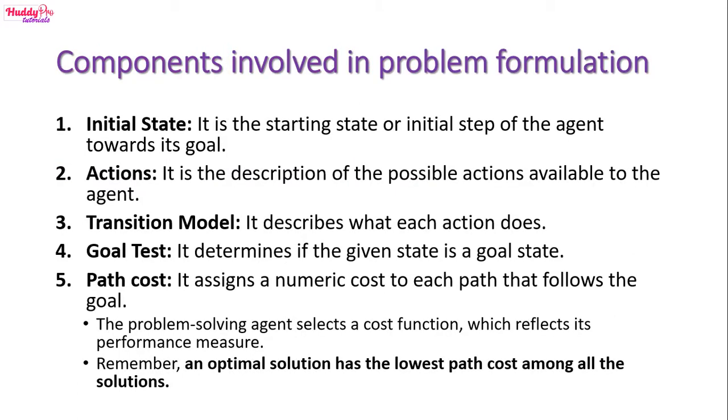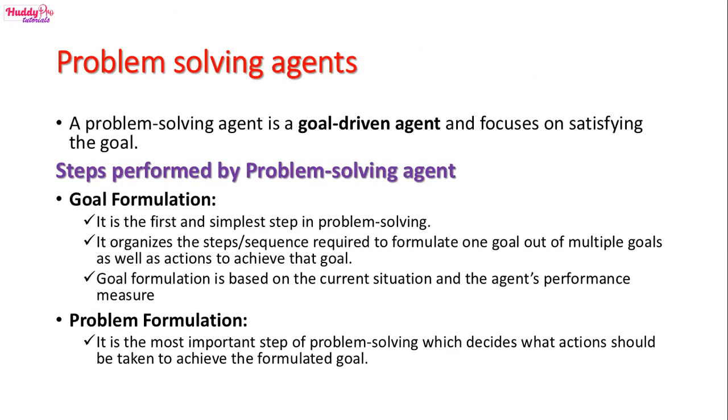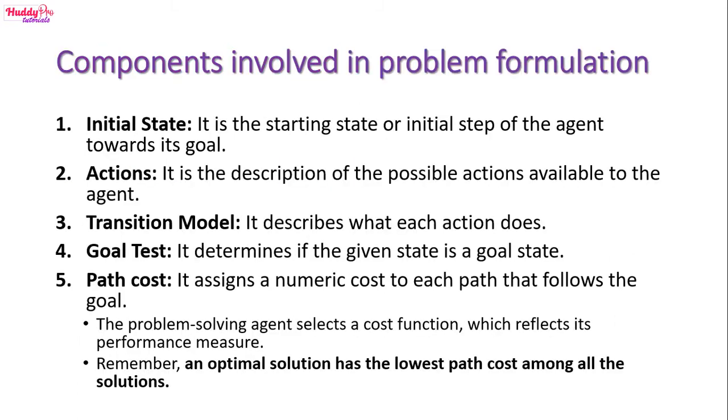These are the components involved in this second step, the second step performed by the problem solving agent. These are the components involved in the problem formulation step. There are basically 5 components. We have the initial state, actions, transition model, goal test, and the path cost.